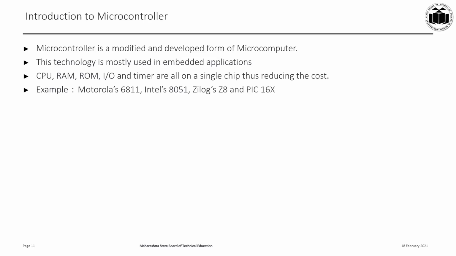Let's talk about the microcontroller. If all the components are integrated on one chip, the resulting chip is called a microcontroller. So it is also referred to as a modified and developed form of microcomputer. In case of the microcontroller, the CPU, RAM, ROM, IO, timer, all of these are on a single chip. And because of this, the cost of the chip is reduced and also the size is reduced.